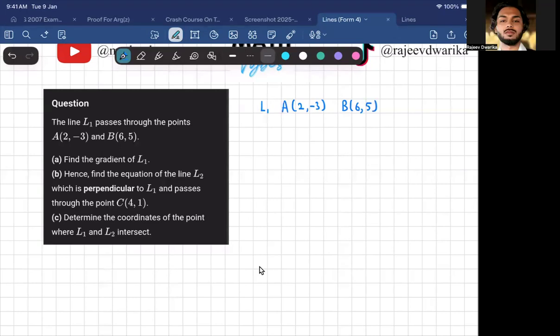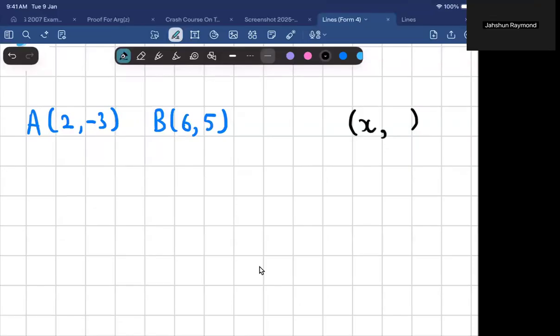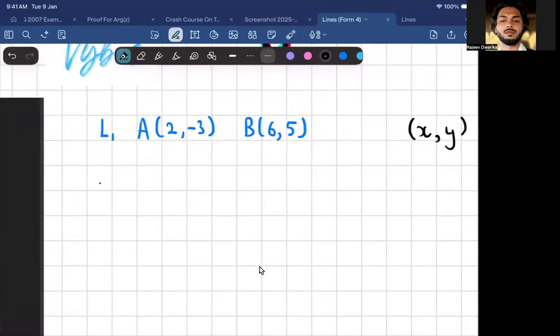So Jashon, to recap, a point is made up of a what and a what value? A x and a y, sir. Right. So when you're finding the gradient given 2 points, you're going to use this formula. The gradient is y2 minus y1 all over x2 minus x1. So to find the gradient, you need 2 points.